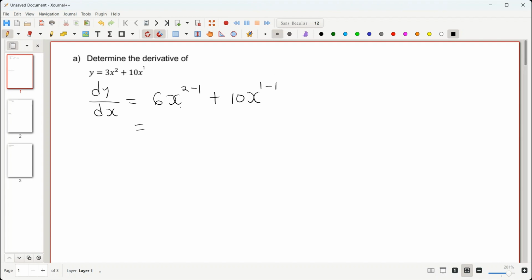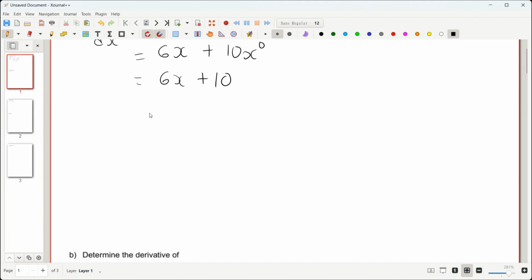When you simplify this, you'll have 6. 2 minus 1 is 1, so you can just leave it as it is. And then 10, x to the power 1 minus 1, you'll have 0. So 6x plus 10 will be your final answer after you find your derivative. Okay, moving on to the next one.